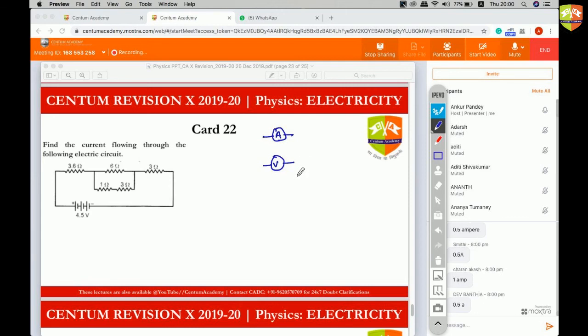Find the current flowing through the following circuit. So for any circuit diagram, the first thing, whether asked or not, you have to find is always R equivalent. R equivalent over here is 3.6 ohm in series with a combination, and then again in series with 3 ohm. This combination is a parallel system.